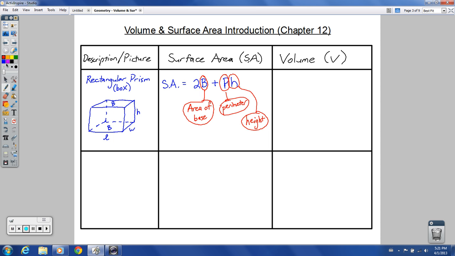The volume of a prism, this I'm pretty darn sure you've heard of before. L times W times H, length times width times height. So please, in a different color, let's label those things. This is length. W is width. And the H, that is your height.